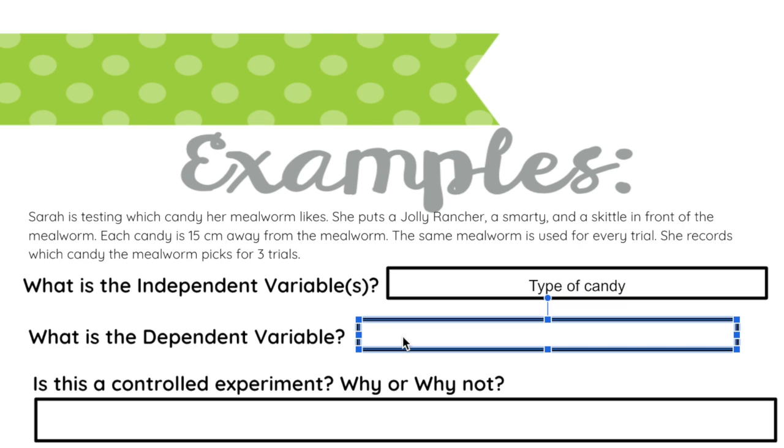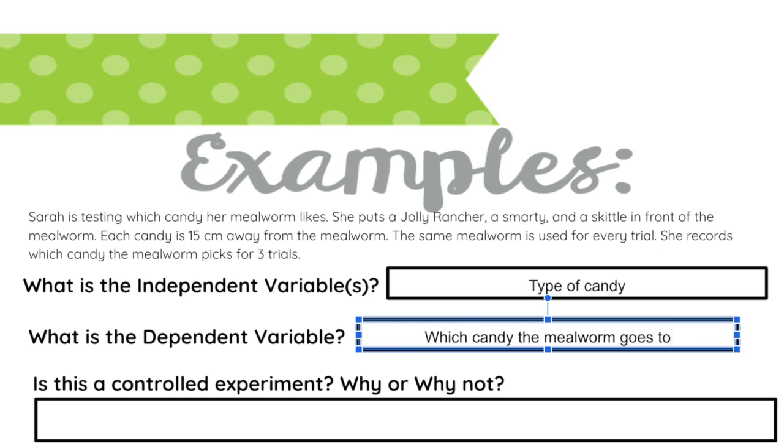Very good. Now, what is going to change in effect to her changing the type of candy? That would be the dependent variable. What's going to change is which candy the mealworm goes to. It might go to the Smartie the first time, it might go to the Skittle the second time, and it might go to the Smartie again the third time. Then she can make the assumption that the mealworm prefers the Smartie because it went there 2 out of the 3 times. To get the most accurate experiment, the more trials you have, the better off you are.